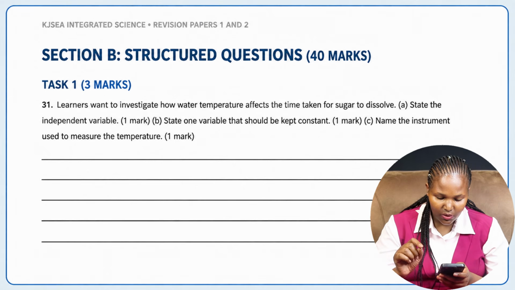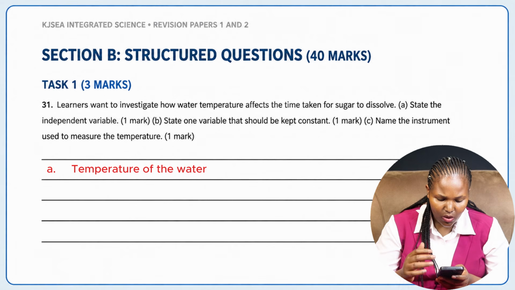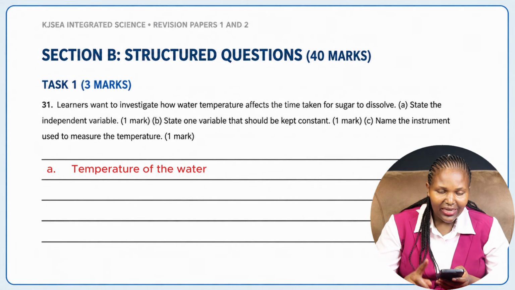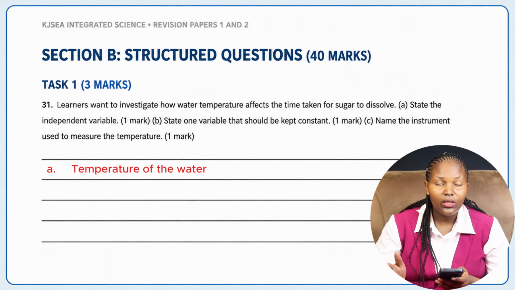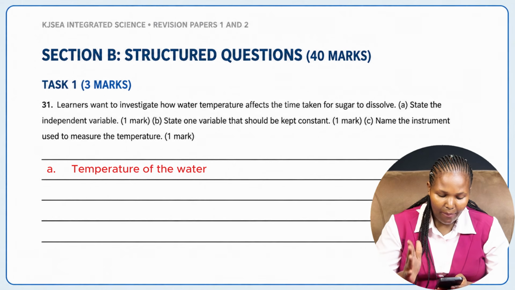So for each and everything you state, you get 1 point. The independent variable here is the temperature of the water. So you need to know about dependent and independent variables. The dependent variable is the one that depends on the other to change. Here the time taken to dissolve is the dependent variable, because the time taken for sugar to dissolve depends on the temperature of the water. It is depending on the temperature of the water, but the temperature of the water is the independent variable.